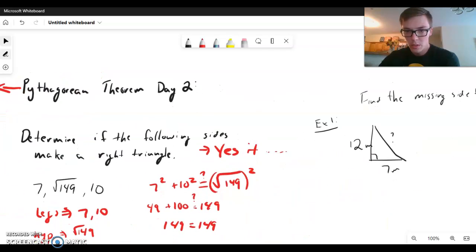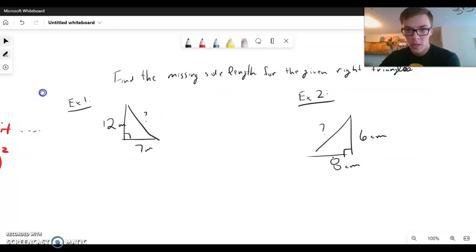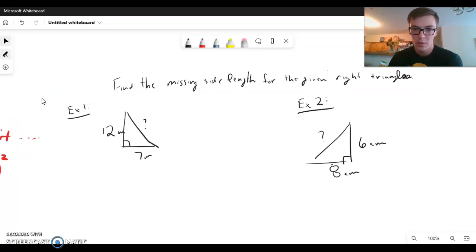Okay, so now let's go on to the second part for today. We're going to be finding the missing side length for a given right triangle. Now that we know it's a right triangle, we can be given just two side lengths, and then use that to find the third side length, the side that's missing.